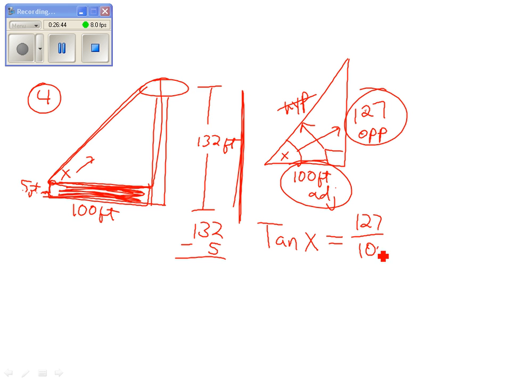Well, this time we're looking for the angle, so we're just going to completely use our calculator, and this time you're going to hit second, tangent, and then you put in 127 divided by 100, hit enter, and that tells you that X equals about 51.78 something something. So about 52 degrees is the angle of elevation.